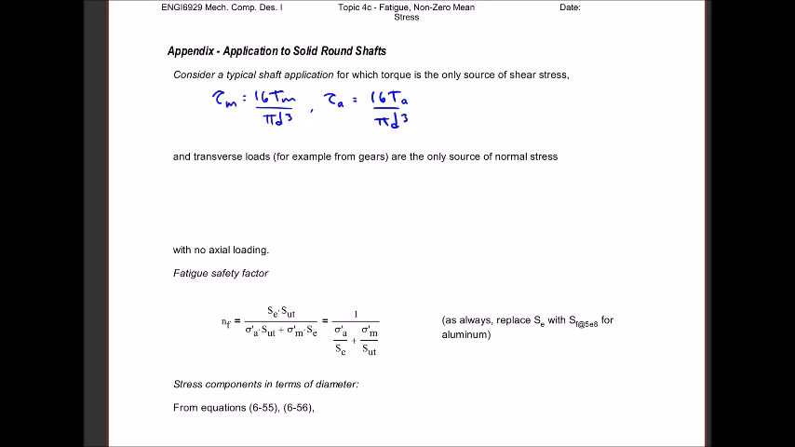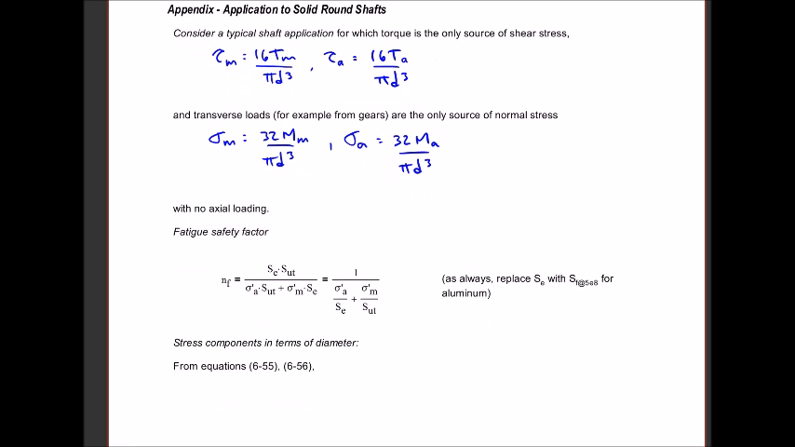Now, for a shaft, if there is no axial loading, the only source of sigma, the only source of normal stress, is going to be transverse loads which cause bending moments, for example, from gears. And then you're going to have a mean sigma, which is going to be 32 times the mean bending moment over pi d cubed. And you're going to have an alternating normal stress, which is going to be 32 times the alternating component of the bending moment divided by pi d cubed. Again, with no axial loading.